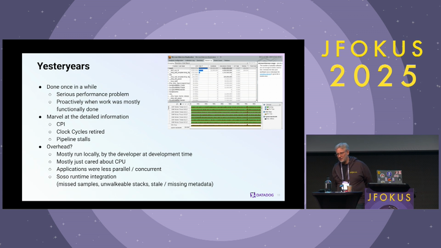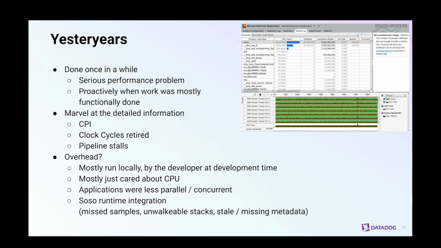You would marvel at all the information you could get. You could get cycles per instruction, clock cycles retired, pipeline stalls. There is no end to the information that you could get from these profilers. And you didn't care too much about the overhead back then, because you mostly ran the profilers locally, by the developer, at development time, and you mostly just cared about CPU. That was your number one resource.